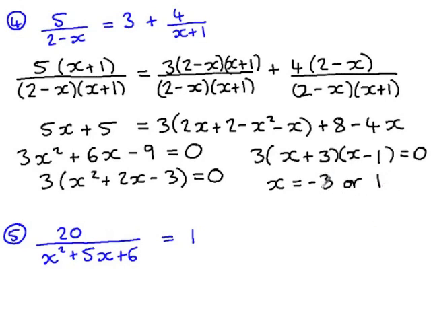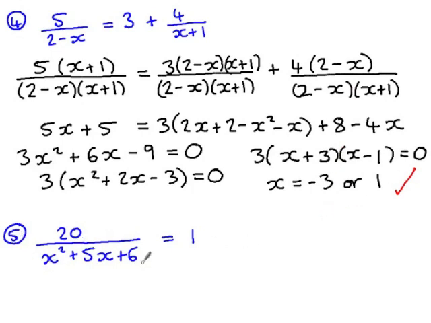Now at this point I just need to check back to my original expression to make sure that these solutions are valid, because we've got x's in the denominators, and we know we can't divide by 0. So if either of these solutions results in a 0 denominator, we can discount them. In this case, both of them are fine.